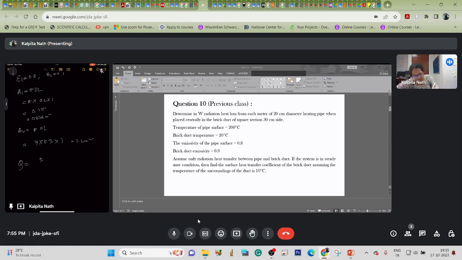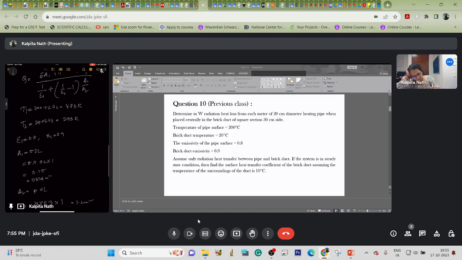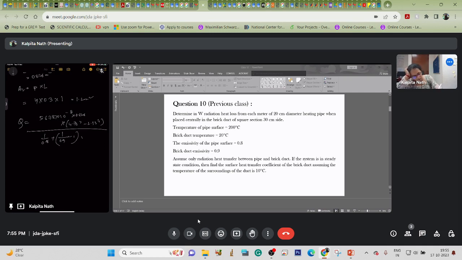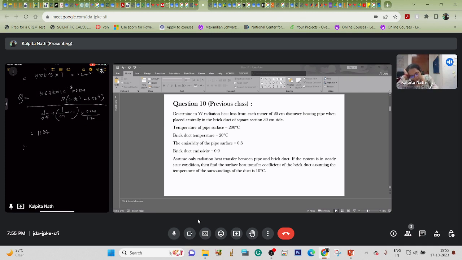Now Q is equal to 5.678 into 10 to the power minus 8, into 0.626 meter square, into (473 to the power 4 minus 293 to the power 4), divided by (1 upon 0.8 plus 1 upon 0.9 minus 1) into 0.626 upon 1.2, which gives 1187 watt.